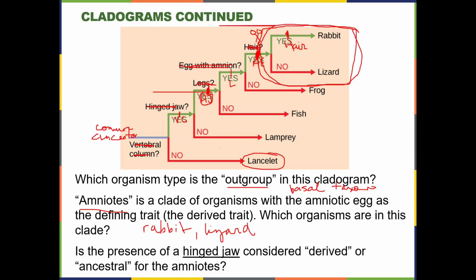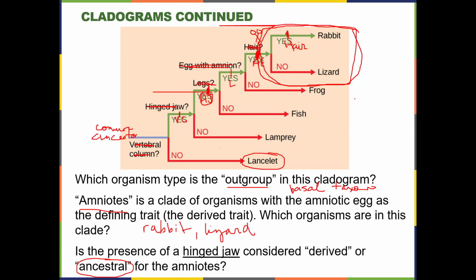Well, we already know the derived trait is the amniotic egg. So in this case, you have a little bit of inside information. But the derived trait is the trait that defines the group. So the amniotic egg is what defines the group. Hinged jaw came in an earlier ancestor, so that would be called ancestral. So the amniotic egg is derived for these guys, and hinged jaw is ancestral for these guys.